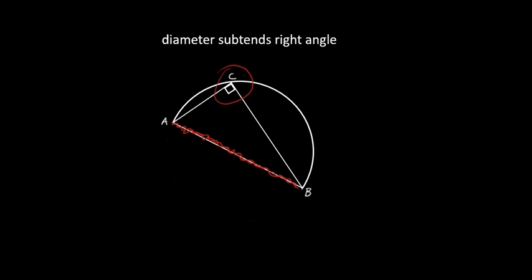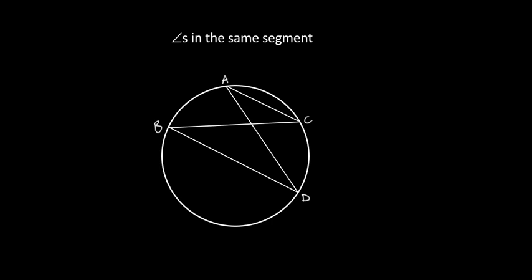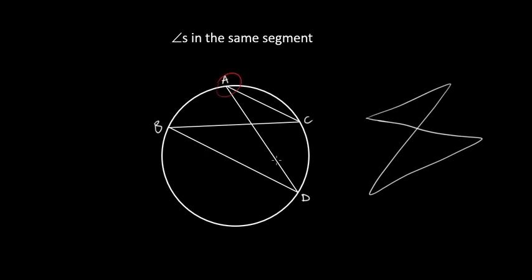And then let's move on to the next theorem, angles in the same segment. With this one, you'll have a bow tie-like figure or a zigzag. And the conditions for this one to exist: A has to be at the circumference of the circle, B has to be at the circumference, C has to be at the circumference, and D has to be at the circumference. If one of these is not at the circumference, then the theorem does not exist.